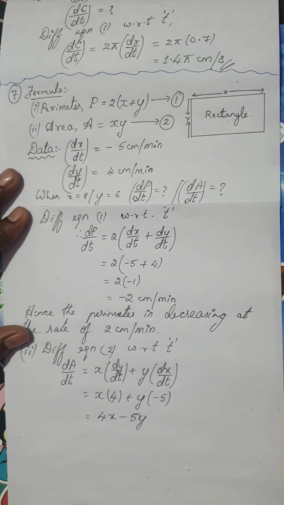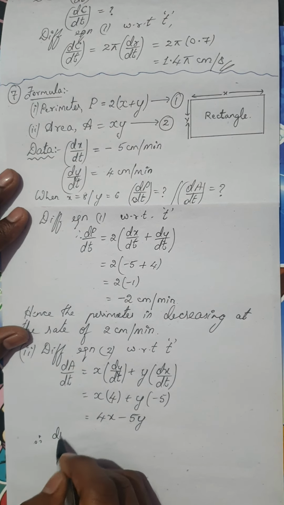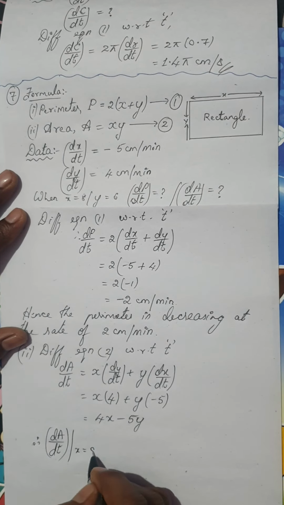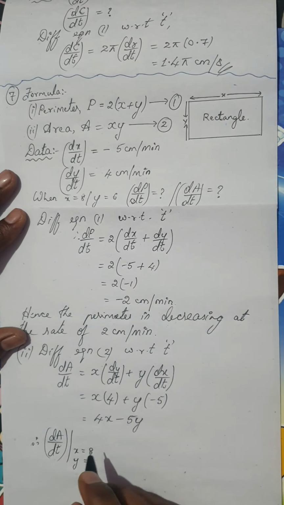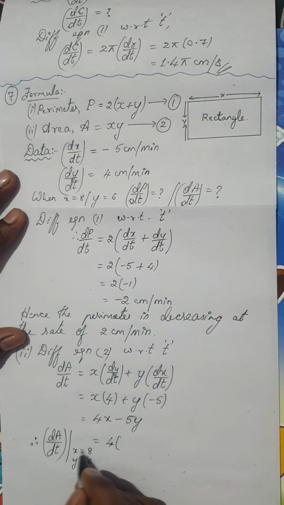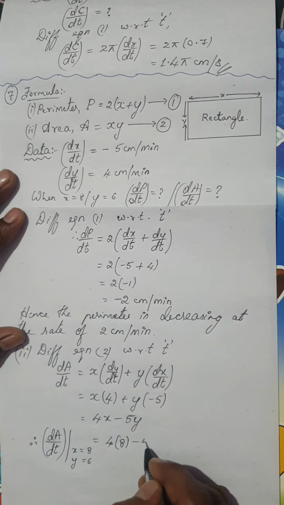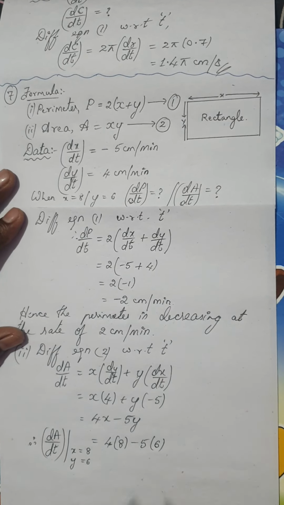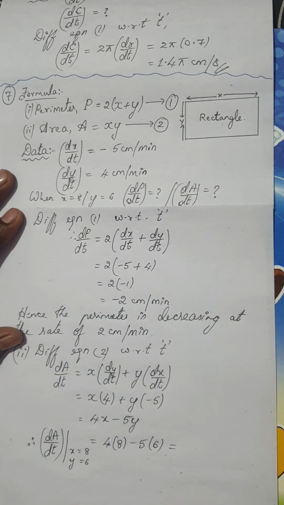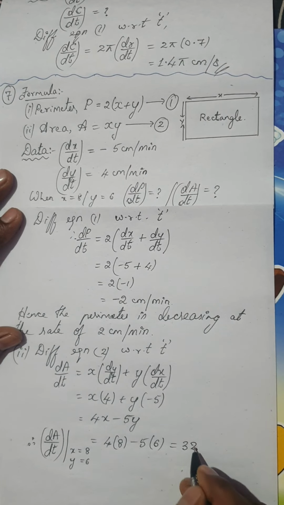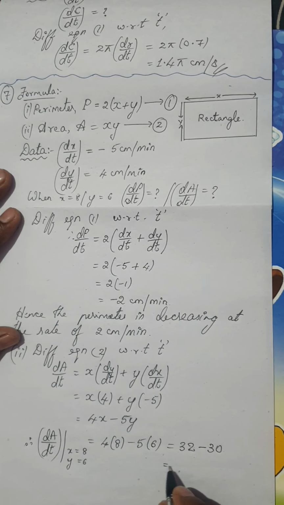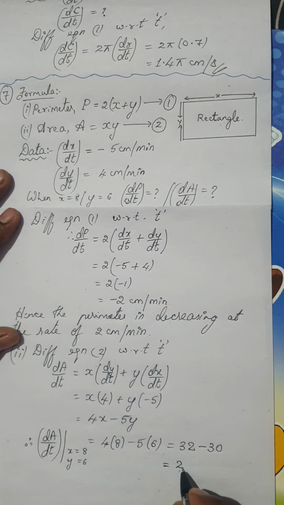Therefore dA by dt when x is equal to 8 and y is equal to 6 is nothing but 4 into, substitute x as 8, minus 5 into y as 6. So this is nothing but, what is 4 8s? 4 8s are 32, minus 5 6s are 30. So this is nothing but 32 minus 30, which is 2.